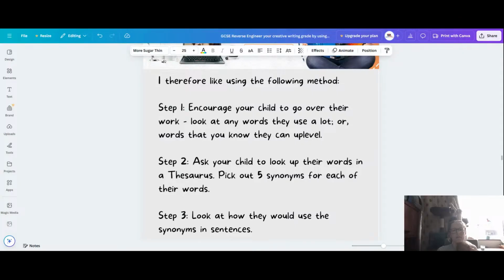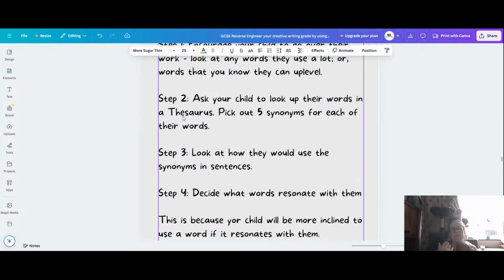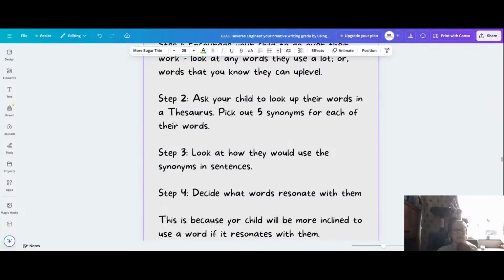Step 2, ask the child to look up their words in a thesaurus, pick up 5 synonyms for each of the words, and look at how they would use the synonyms in sentences. This will give your child the confidence to use them and also allow them to think about clearly what they're trying to convey. And decide what words resonate with them. This is because your child is then more likely to use them and remember them. So there's no point trying to get them to use a big long word for the sake of it. It's more important that they're able to use words appropriately and effectively.